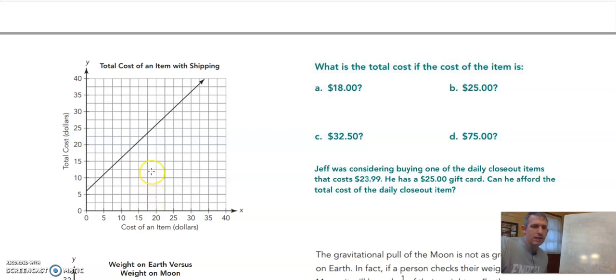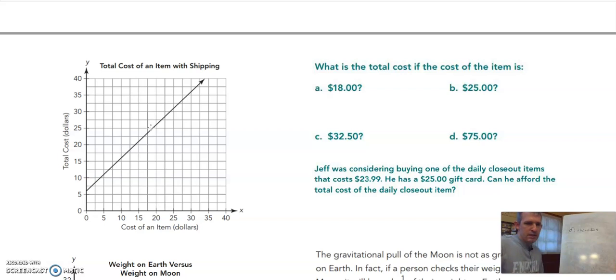All right, so we're going to go up to 18, and then we're going to cross-reference that, and we can see that it is about $25. About, okay? That may not be exact, but that's what I'm going to go with. So on A, I'm going to say it's about $25 for the total cost.